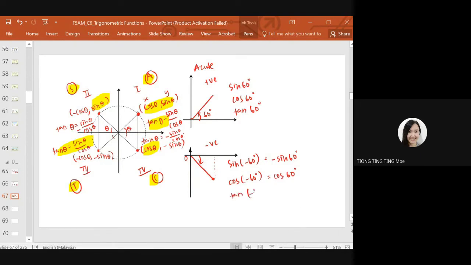Tangent negative 60 degree. For sin and cos, you see one negative, one positive, so the answer is negative tangent 60 degree. That's it. Can?